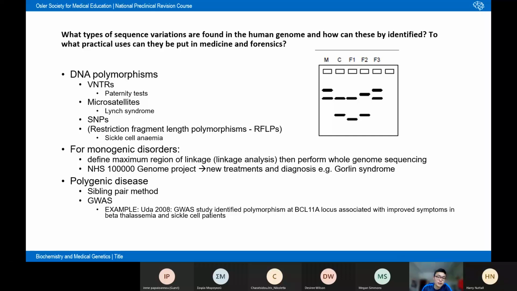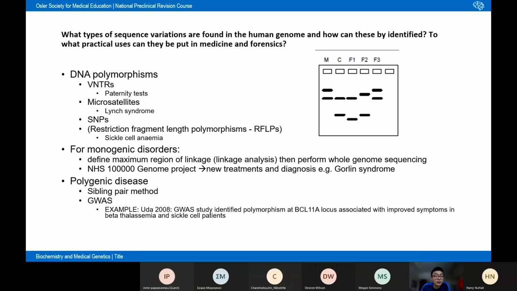And then we've got SNPs, which we talked about in the context of GWAS, and also something called restriction fragment length polymorphisms. I think they're not covered in the core part of the spec, but these are essentially mutations which occur in restriction enzyme cutting sites, and therefore this produces different lengths of fragments which can be identified using Southern blotting.